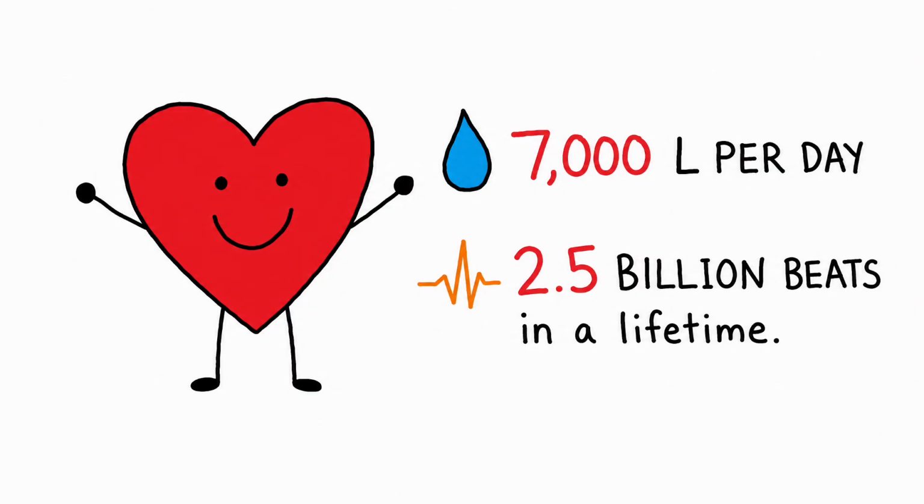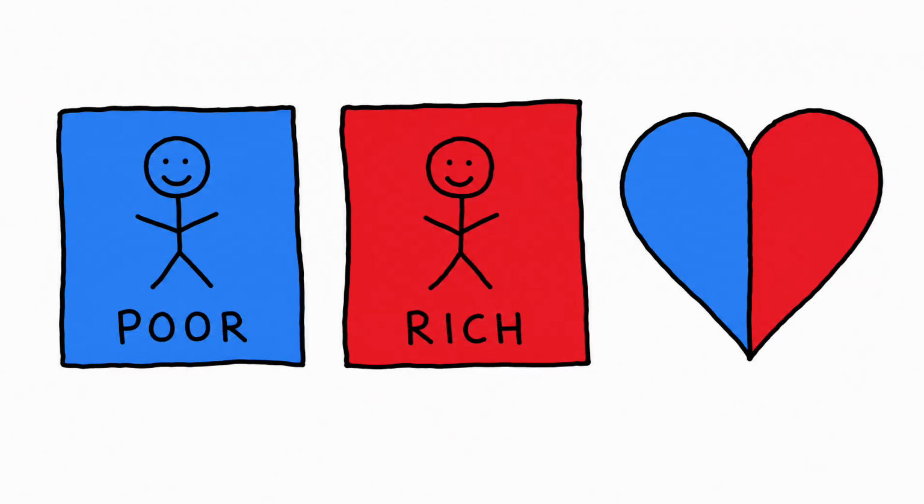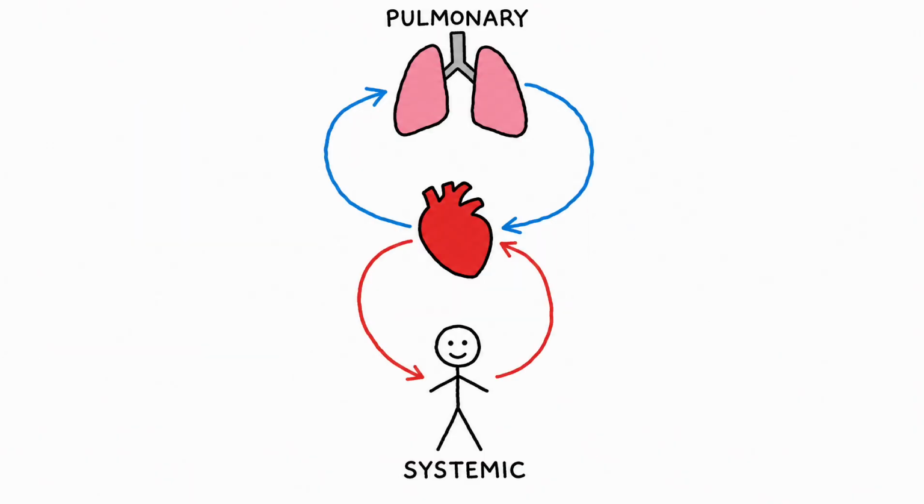So the heart and all of the blood vessels are going to make up the cardiovascular system. The left side of the heart is going to contain oxygen-rich blood, while the right side of the heart is going to contain oxygen-poor blood. That's why you can see it's color coordinated, blue and red: poor with blue, rich with red. Blood is going to run through two circuits.